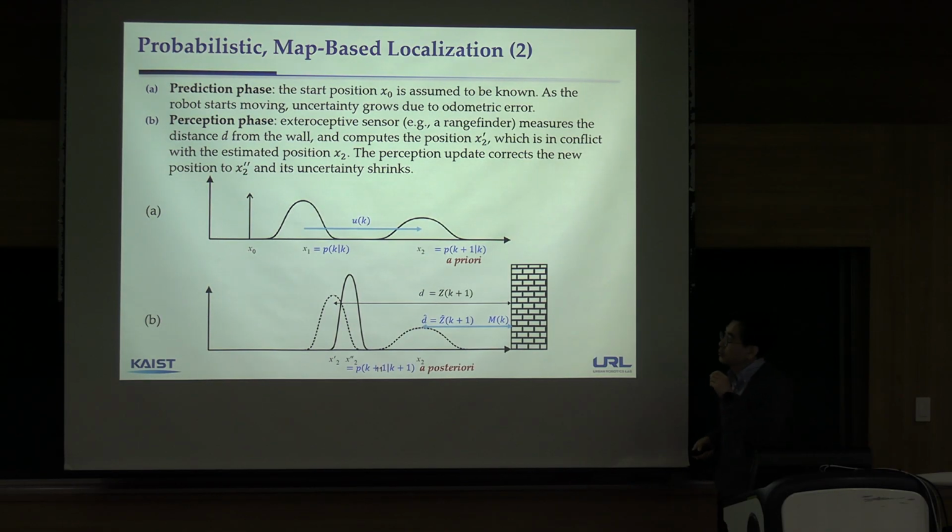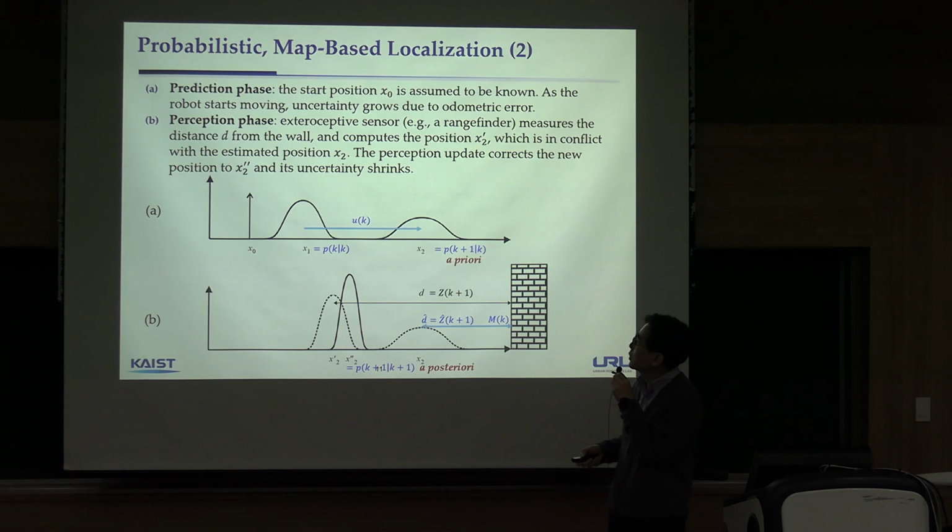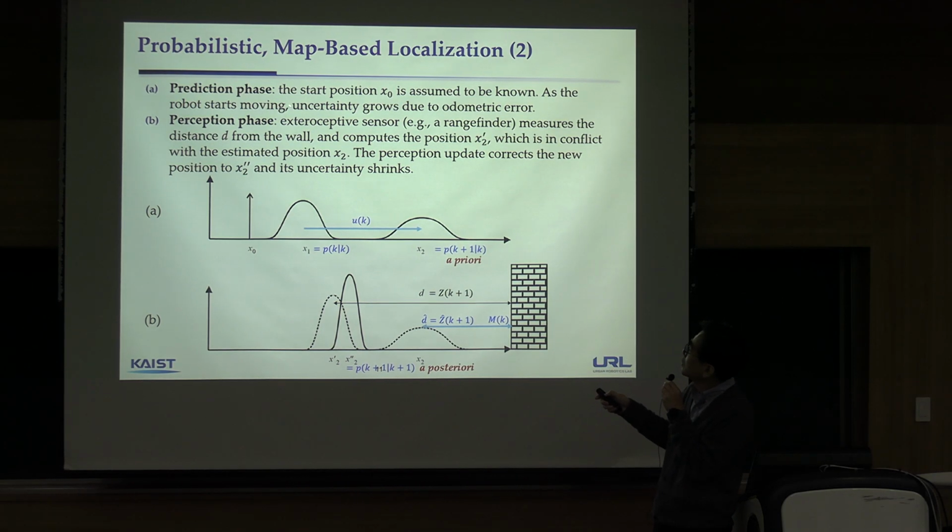So we have two phases, prediction and perception. At the prediction phase, the robot starts from x0. The robot is assumed to be here at first, and this information is known. As the robot starts moving, uncertainty grows due to the odometric error. So as I already mentioned, there are some kind of uncertainties in the odometry due to the uneven terrain or wheel slippages. So at first, if the robot is at x1, then it has some kind of uncertainty, and it will be the probability distribution like this.